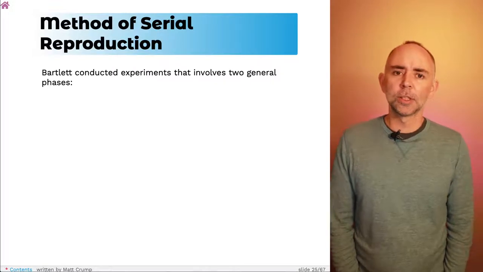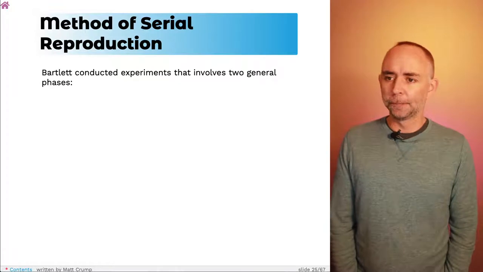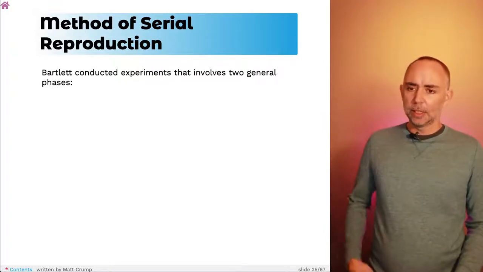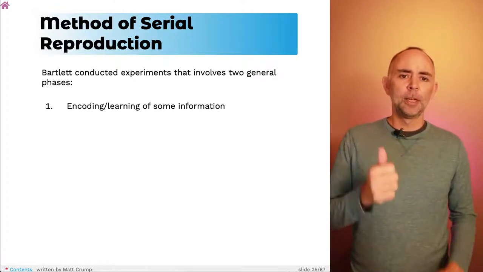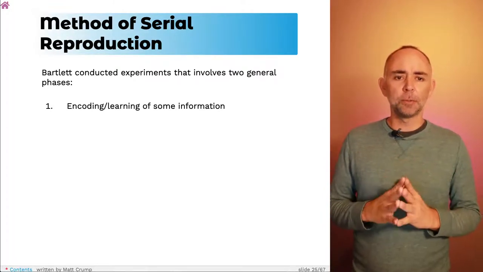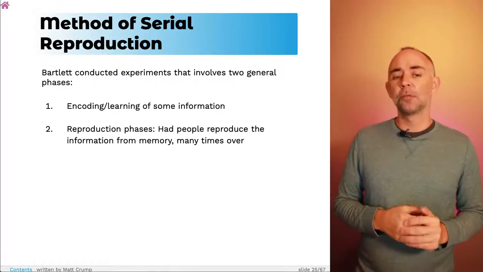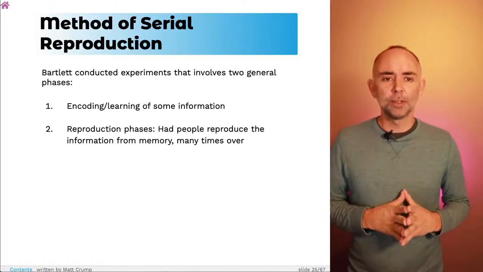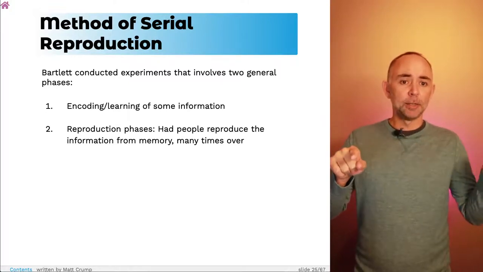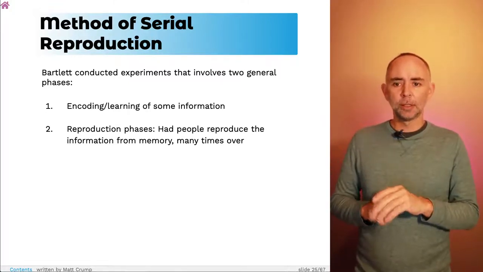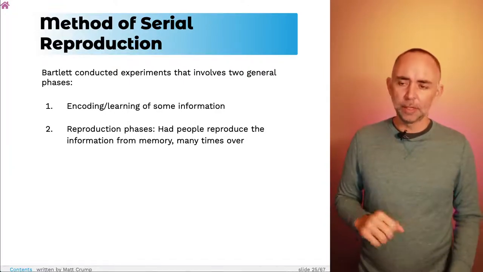Bartlett explored these questions using what he called the method of serial reproduction. And his experiments had two general phases. One, there was some encoding phase where people learned some new information. And two, there was a reproduction phase, and people had to reproduce this information from memory. But they also did this many times. So they'd reproduce the information, wait maybe a day or two, reproduce the information again, and so on. And he did this in various ways.